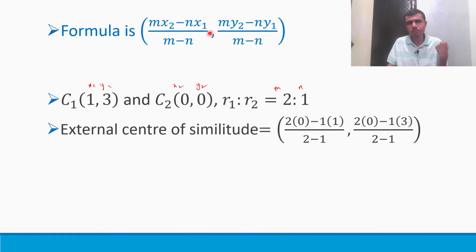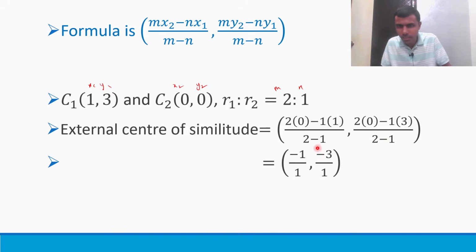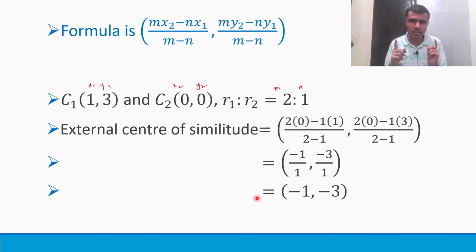So 2 into 0 minus 1 into 3 by 2 minus 1. Just substitute, guys: minus 1 by 1 and minus 3 by 1. Minus 1 into 3 is minus 3. So minus 1 comma minus 3, this is my external center of similitude.